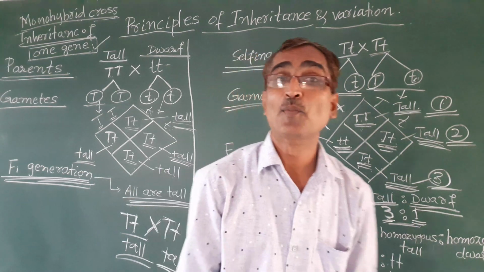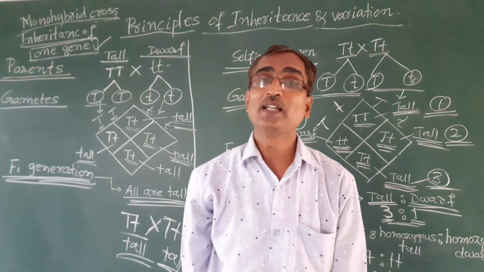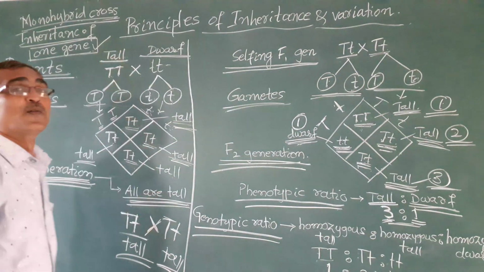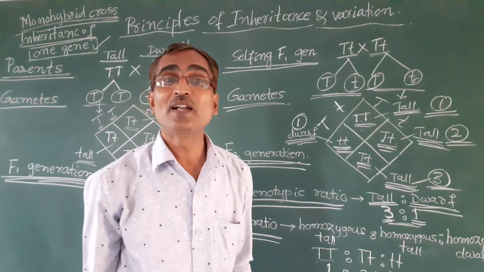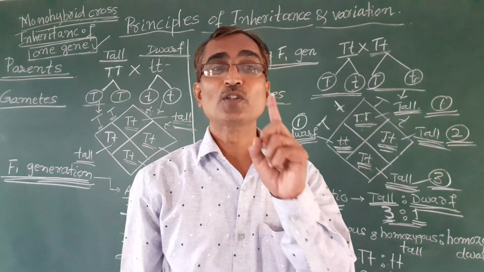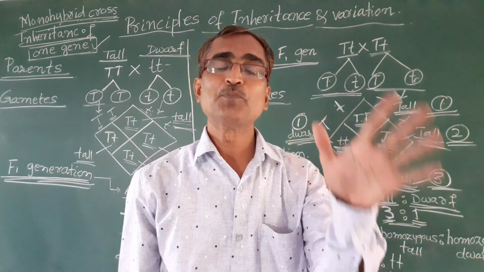So this is about the inheritance of one gene. That means it is called a monohybrid cross. Mono means single, hybrid means two parents are crossed, having a single character. What is the single character here? Height of the pea plant.